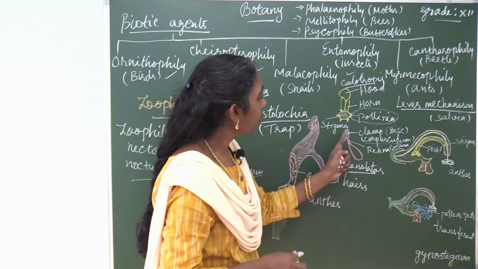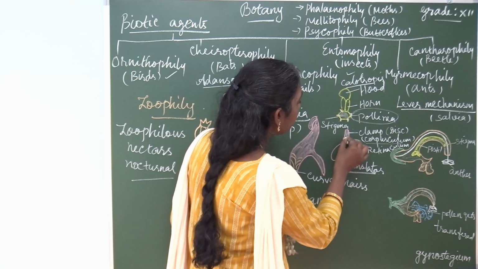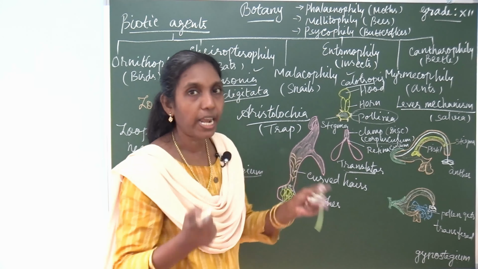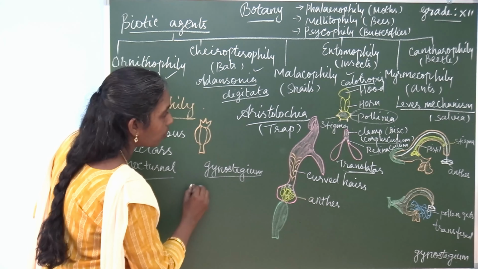It consists of a clamp-like structure called corpusculum, and from this corpusculum there is a thread-like branch which is known as retinaculum. So, two parts are there, corpusculum, and below this there is a retinaculum. This corpusculum and retinaculum carry this pollen. So, the entire structure is known as translator.